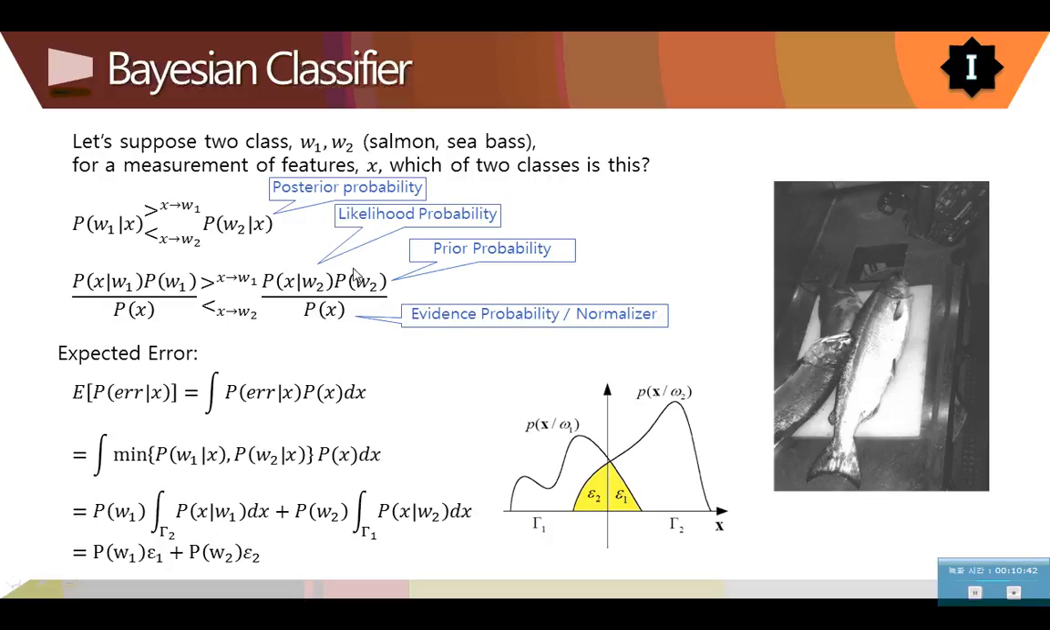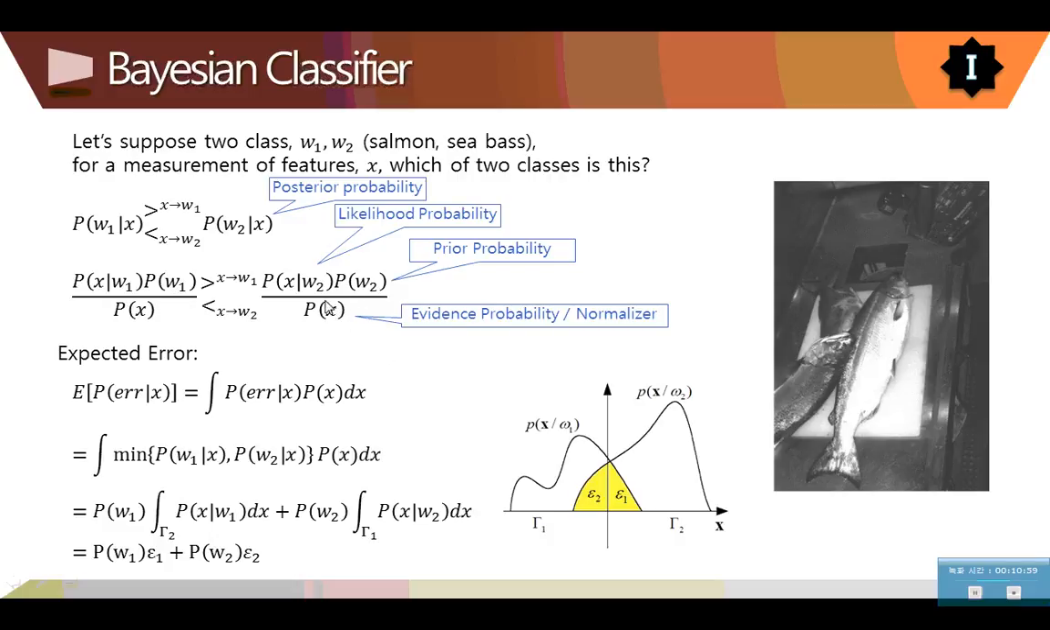And this is what we call the prior probability. What is the probability that through my production line, I will have sea bass or salmon? Let's say that I know maybe 60% of the fishes that come through my line are sea bass or salmon. So this is also easy to compute.